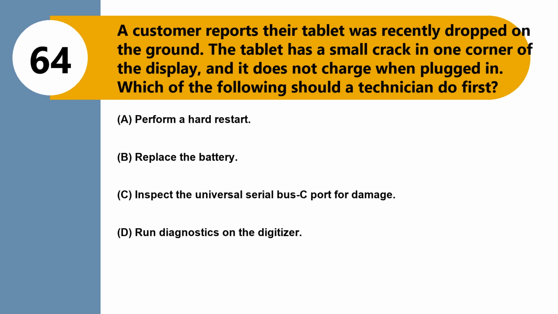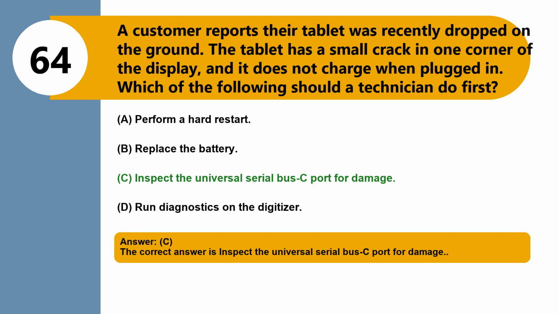Question 64. A customer reports their tablet was recently dropped on the ground. The tablet has a small crack in one corner of the display, and it does not charge when plugged in. Which of the following should a technician do first? Option A, perform a hard restart. Option B, replace the battery. Option C, inspect the Universal Serial Bus C port for damage. Option D, run diagnostics on the digitizer. The correct answer is option C, inspect the Universal Serial Bus C port for damage.